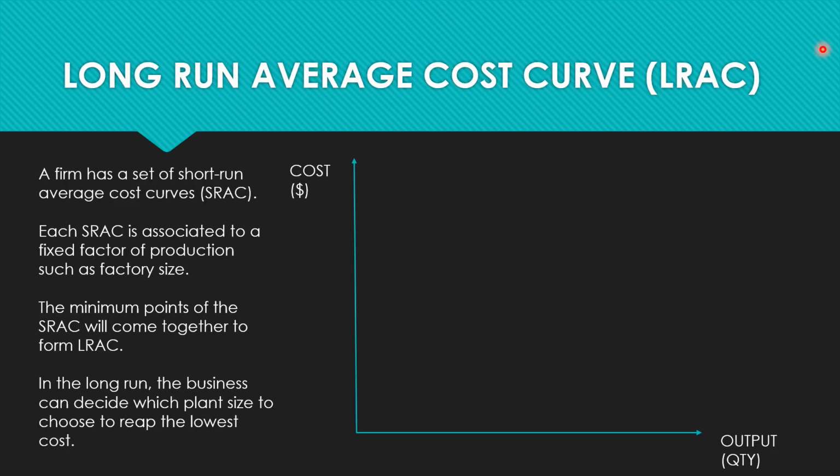Moving to the end of our video soon. Now we will learn how to derive average costs in the long run. Every firm has a set of short run average cost curves, aka the SRAC. Each SRAC is associated with a fixed factor of production, such as the plant size, the factory size. You can see here these are all the SRAC: SRAC 1, probably 1 factory, SRAC 2 for 2 factories, SRAC 3, SRAC 4.